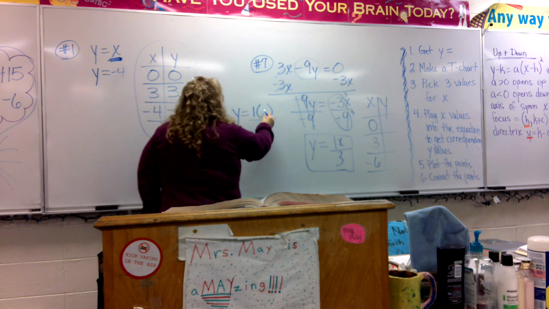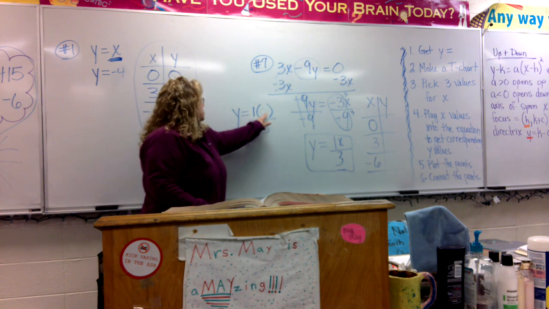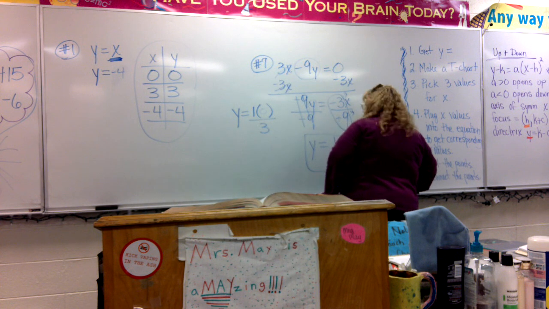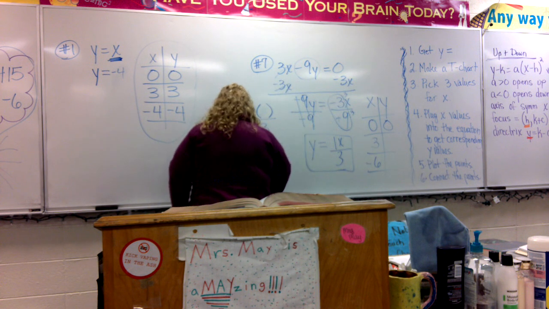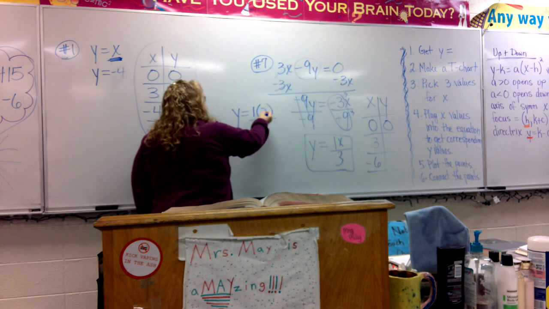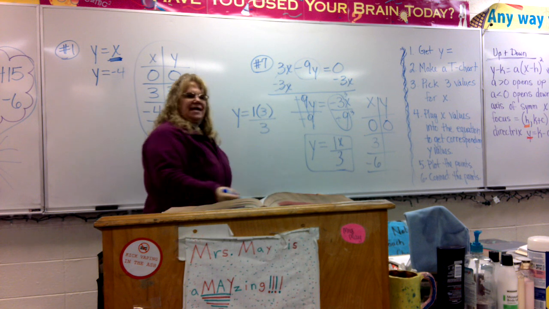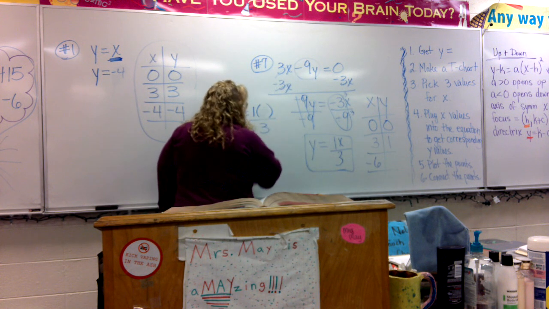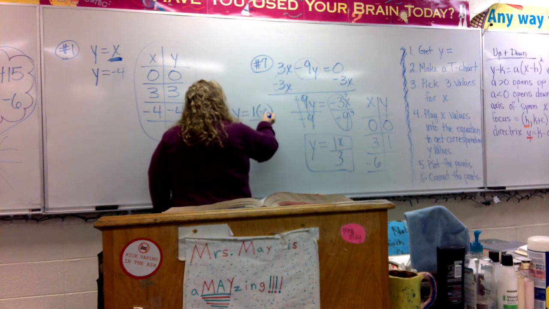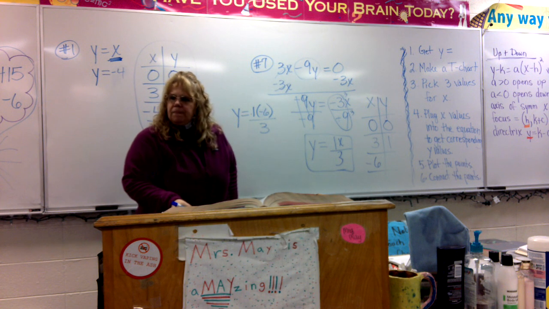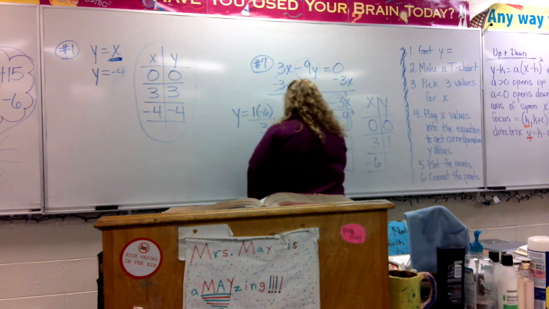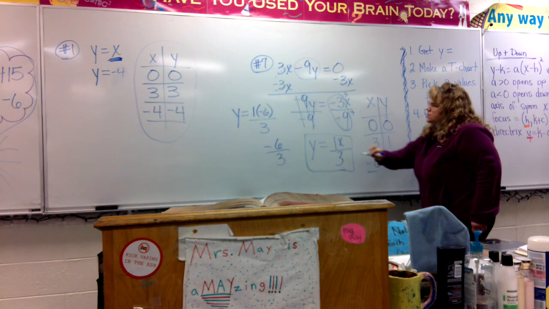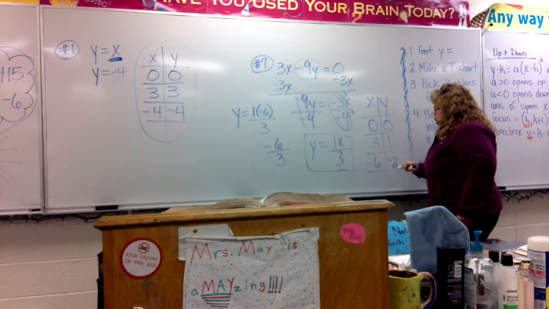Plug in my first x, which is 0. What will I get? 0 divided by 3 is 0. Then I plug in my next x. What's 1 times 3? 3 divided by 3 is 1. And then I plug in my last x, which is negative 6. What's negative 6 over 3? Negative 6 divided by 3 is 2.